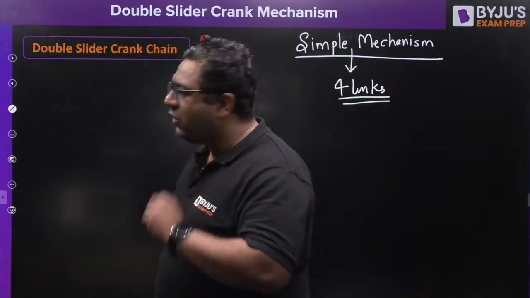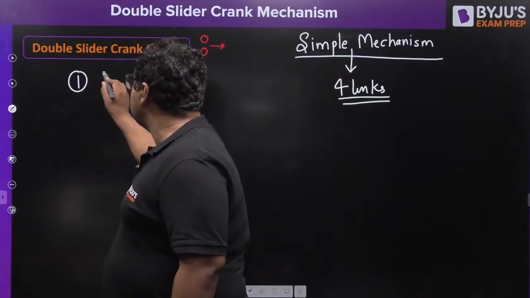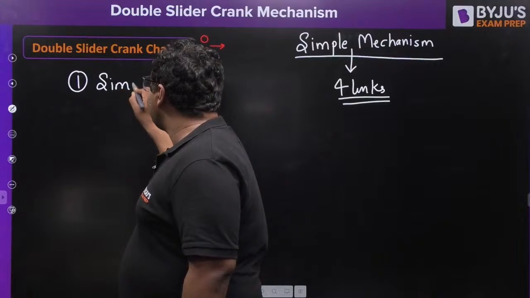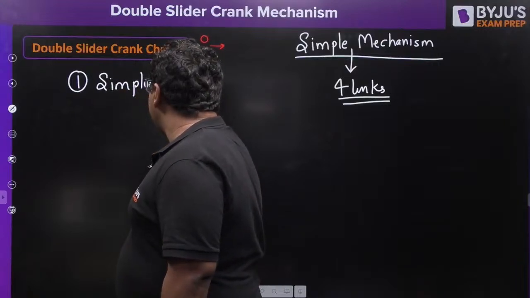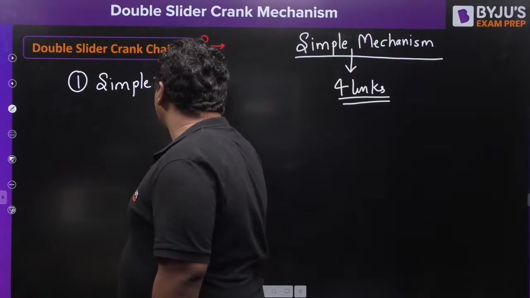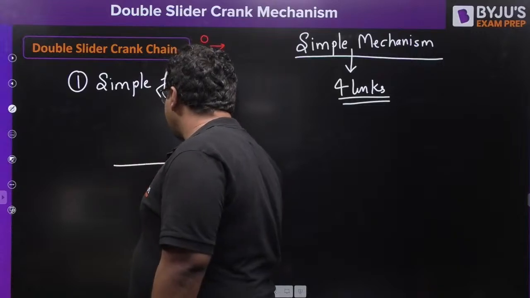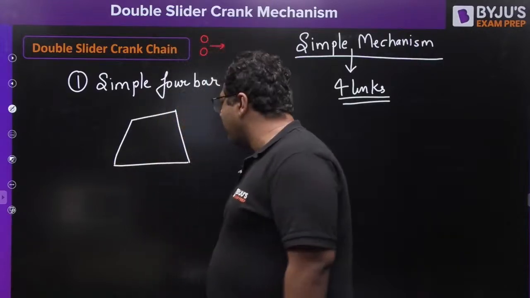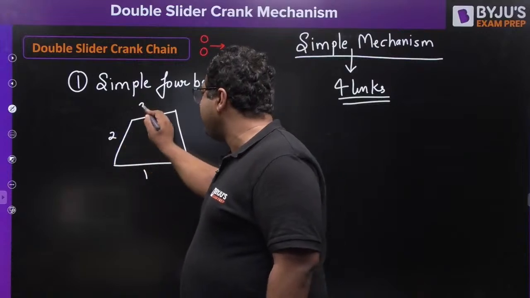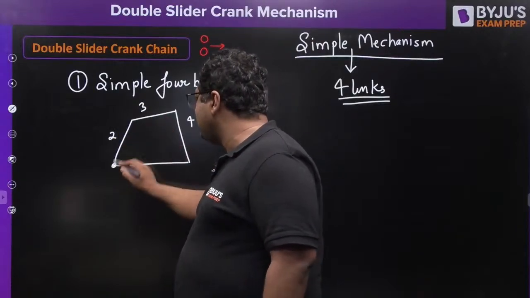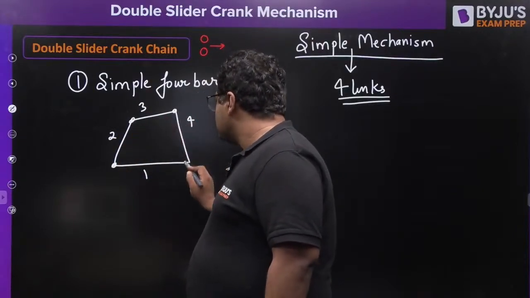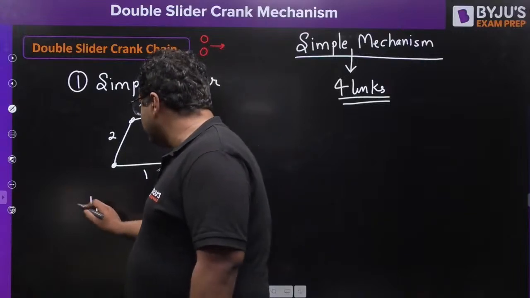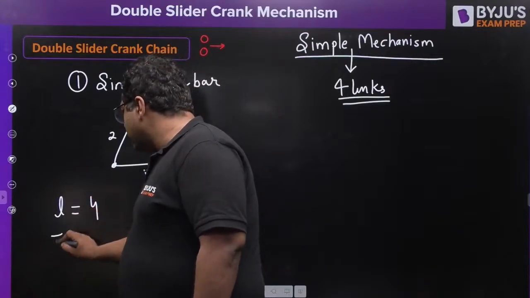In total there are 3 configurations. The first configuration was the simple 4-bar. And when we have a simple 4-bar, we have 4 links joined with 4 turning pairs. So in this configuration, simple 4-bar, we say these are 4 links and they are attached with 4 turning pairs. So the configuration is defined as number of links 4, number of turning pairs 4.